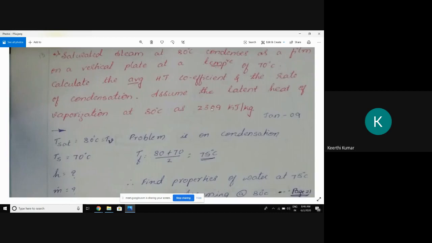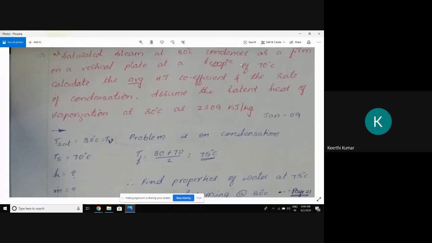That is m dot. Assuming the latent heat of vaporization, h_fg, at 80 degrees centigrade is 2309 kilojoules per kg. If the steam is at 100 degrees, he will not give this latent heat of vaporization because you can get it from the data handbook. Because it is less than 100 degrees, this value of h_fg is not there in the data handbook. So he has given you the value of h_fg to take.